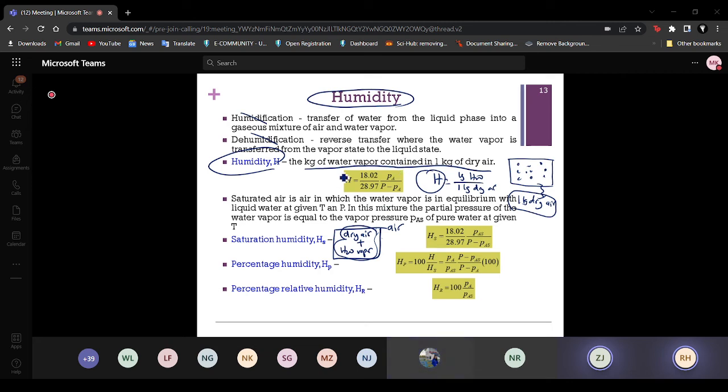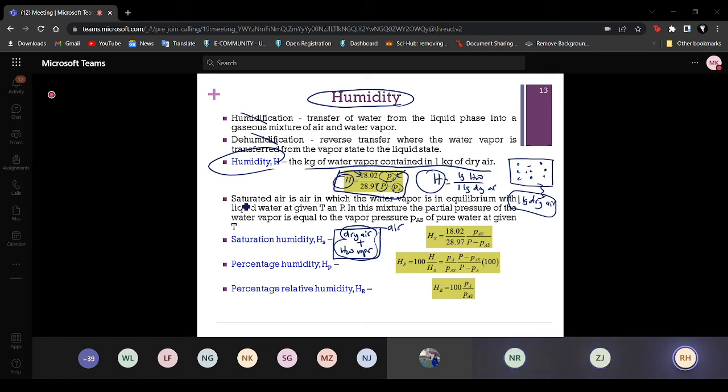Okay, so by equation you can use this. To find humidity, H is equal to 18 divided by 29. 18 is the molecular weight of water, 29 is the molecular weight of air, taken from nitrogen. And this is the partial pressure of that condition, meaning you know the condition of the air, minus the partial pressure of water. This one is normally given. If it's not given, it's difficult to use the equation to get humidity.